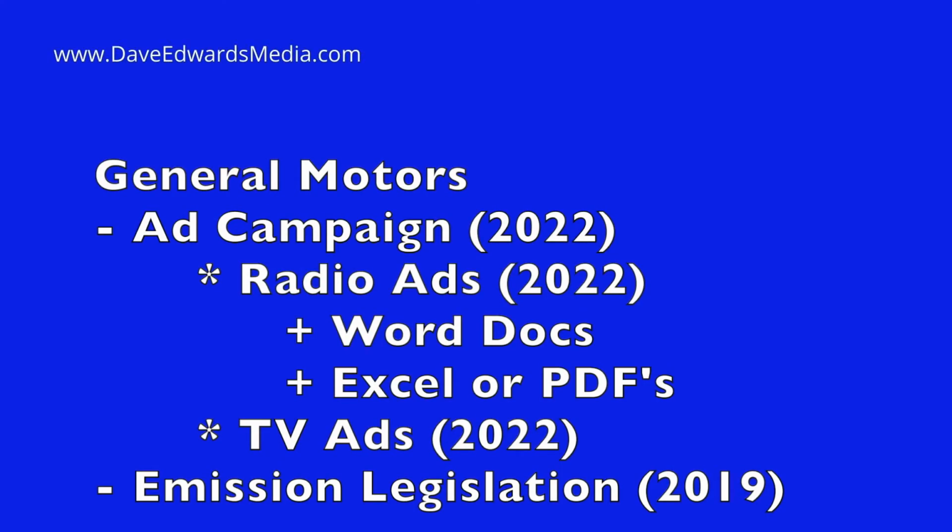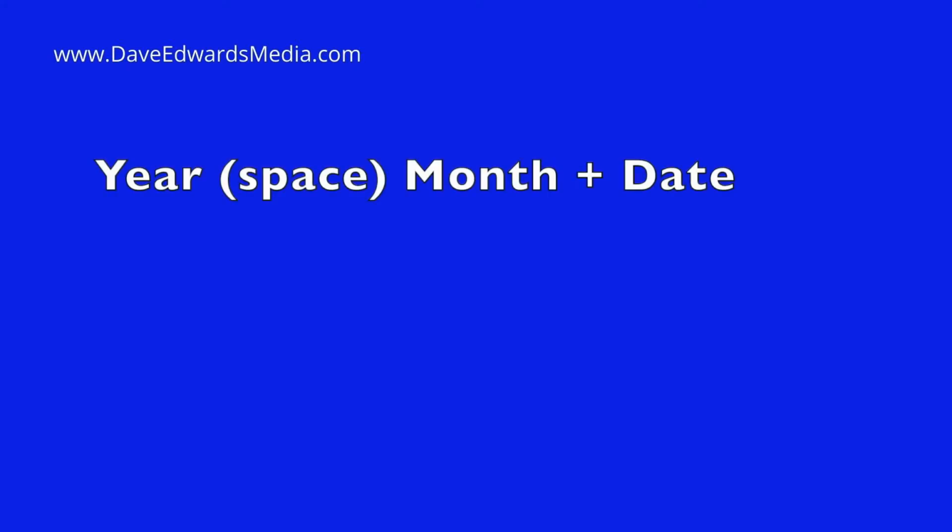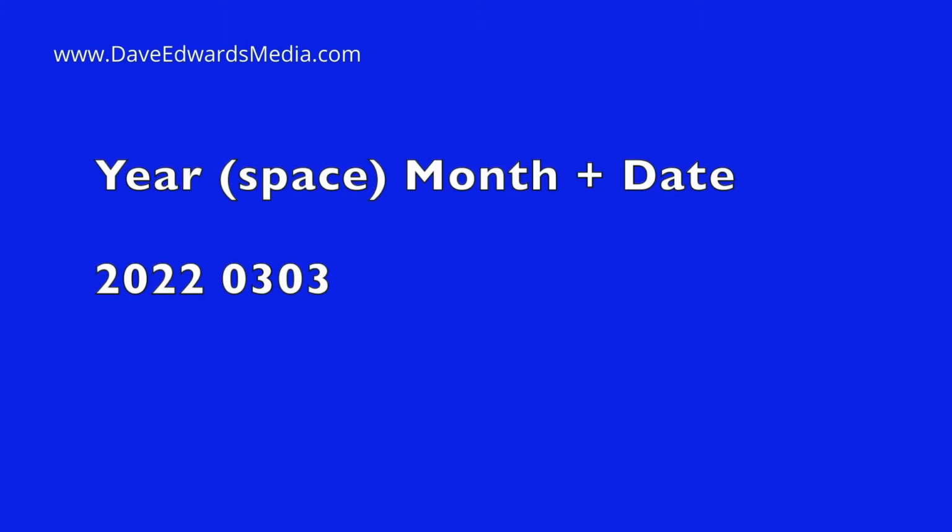Some might be Word docs, others may be PDFs, Excel spreadsheets, any number of things. I recommend beginning these names with the date the document was created. So I use this convention: the year, a space, 2-digit month, and 2-digit date, or 2022 0303. This helps with chronological sorting, and it's easy for the eye to find what you might be looking for.